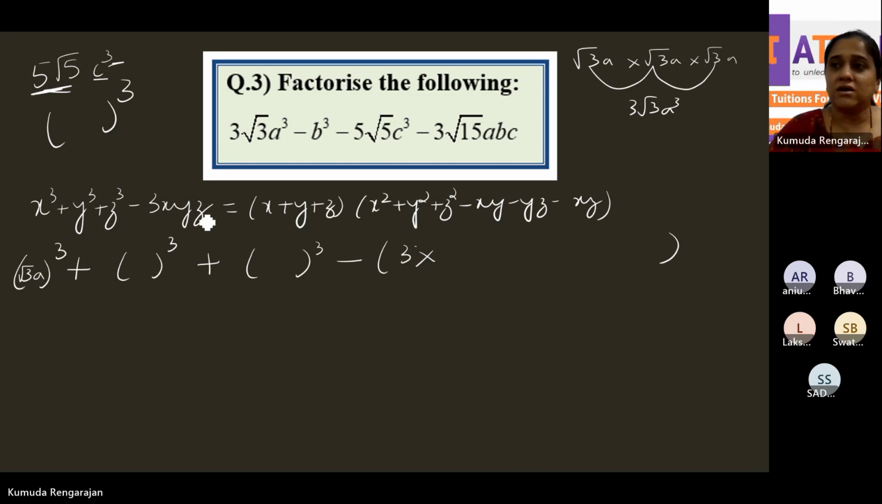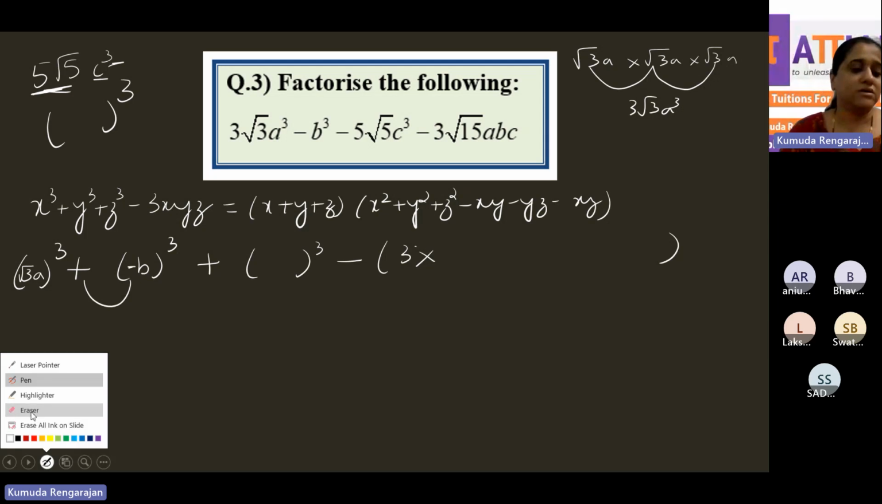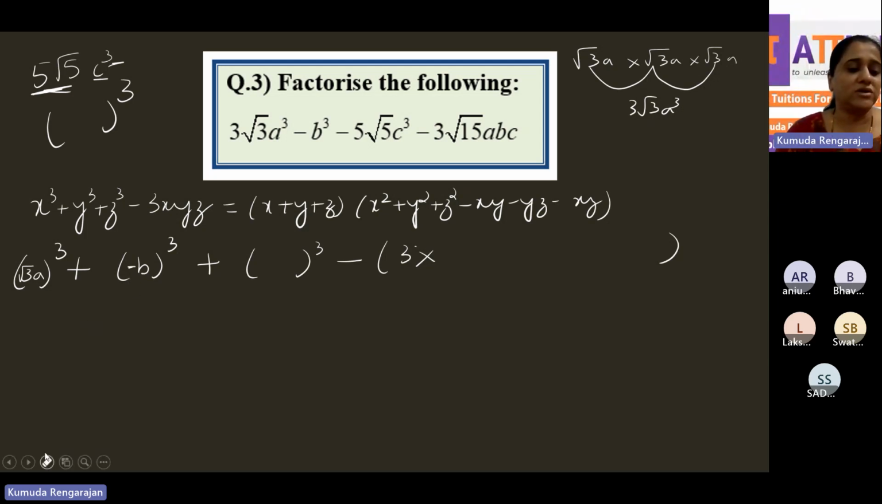Similarly, b cubed. So it will be b here. But see the sign, it's minus b cubed. So you should put a minus here because minus b into minus b into minus b is minus b cubed, and that minus b cubed into the plus outside will be minus b cubed. So that minus inside the bracket is important here.